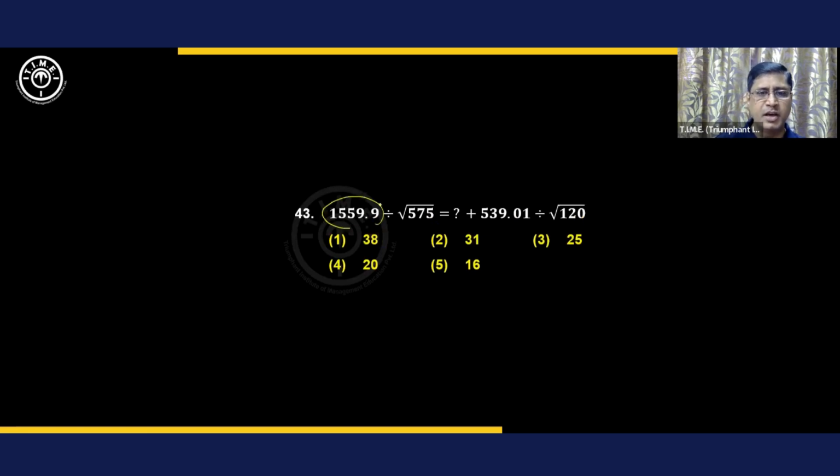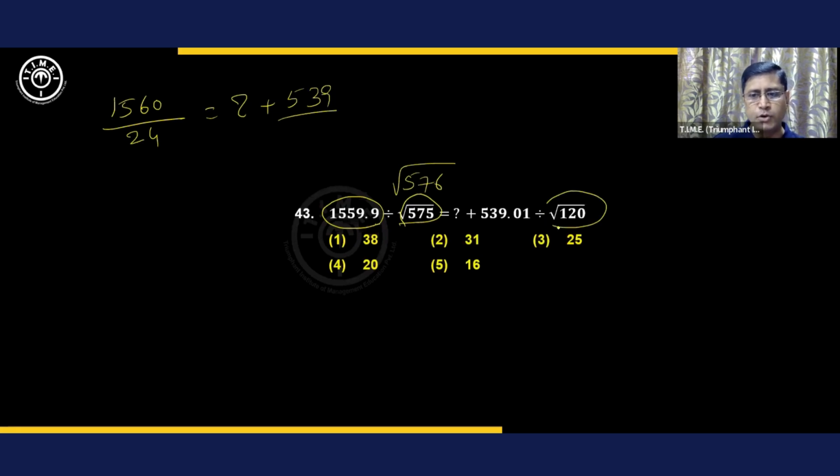59.9, approximately, it is 1560 divided by square root of 575. The nearest square root to this is 576. Now 576 square root, that is 24. 24 square is equal to 576 is equal to question mark plus 539 divided by, now how much is the value? Square root of 120 means approximately it is 121. The square root of 121 is equal to 11.